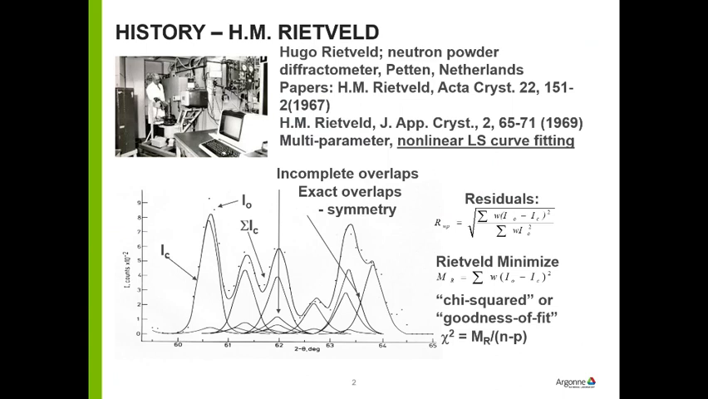First of all, Hugo Rietveld, here standing next to his neutron powder diffractometer, which given the times might have been in operation with the shutter open and all that sort of stuff. This is back in the middle 60s. He wrote two papers. This one was a very short note, all of 2 pages, that described the piece of software that did this particular calculation. And the second one is a more elaborate one that talks about the method and the mathematics behind it.